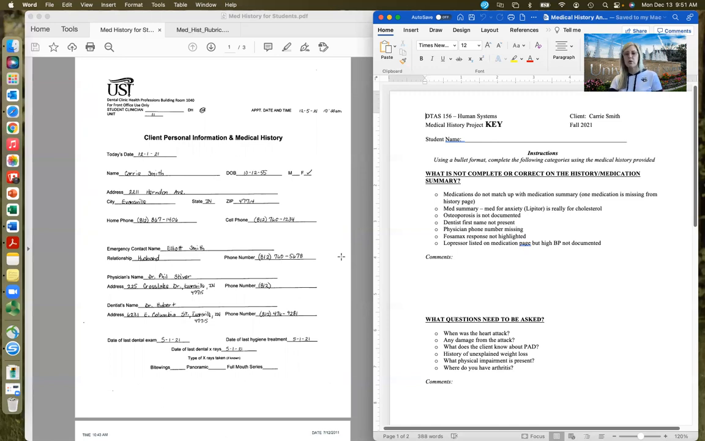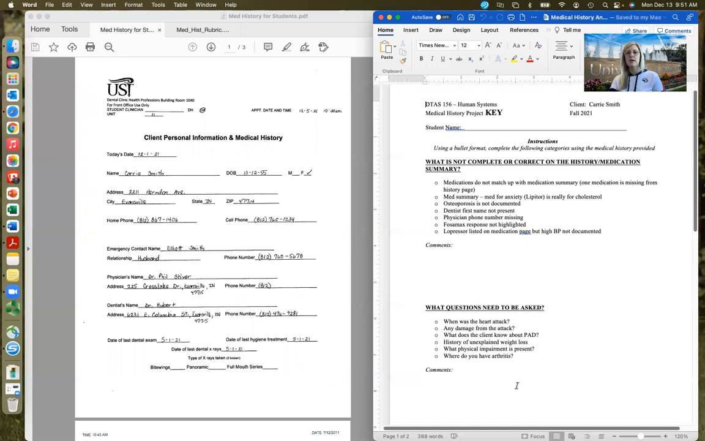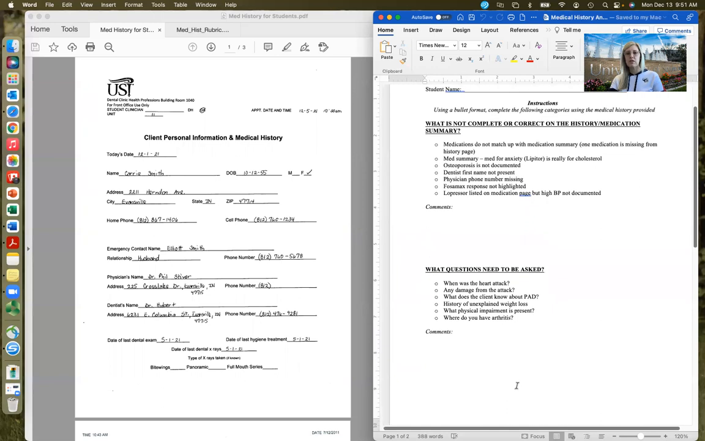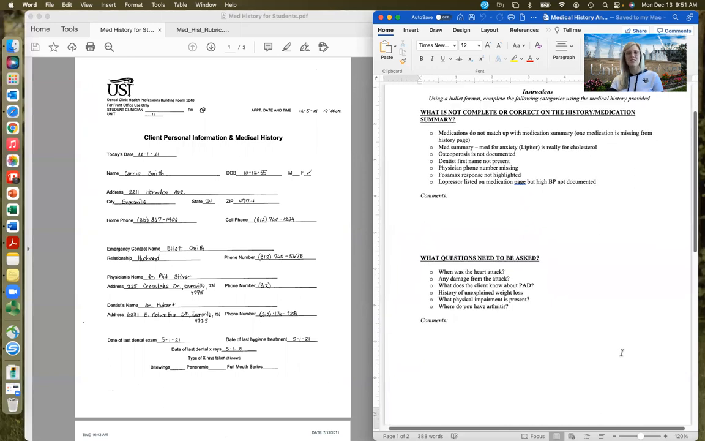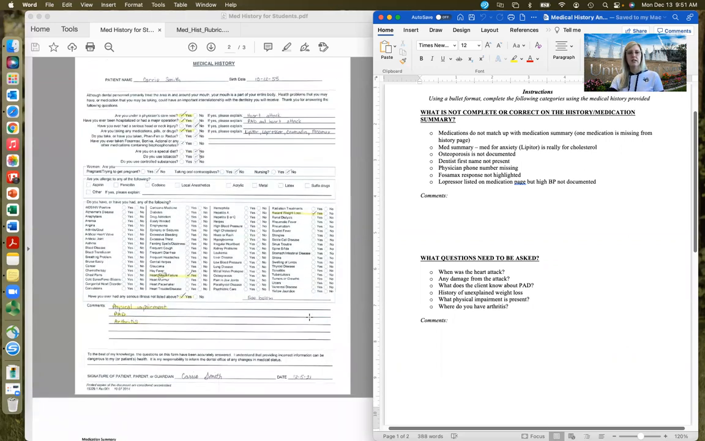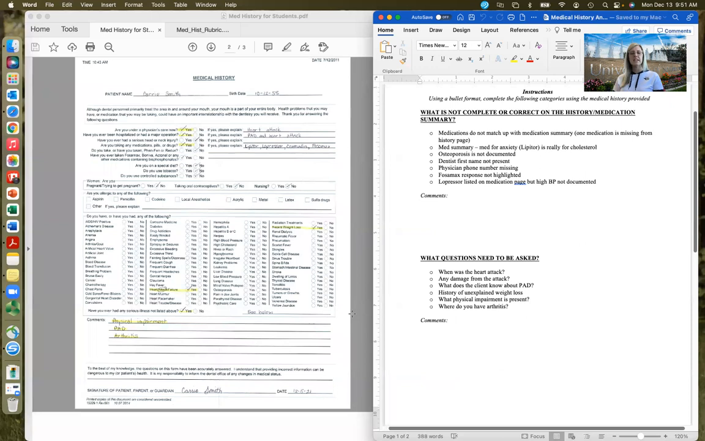Okay, so next is what questions need to be asked. Okay, and most of you did really well on this particular portion. I was really impressed with your critical thinking skills on this portion. So what questions need to be asked? Anytime a patient highlights a yes response, anytime they fill in something or they write in something on their med history, we are going to be asking questions about that. Okay, we need to be an investigator and we need to find out more about what is going on with the patient.